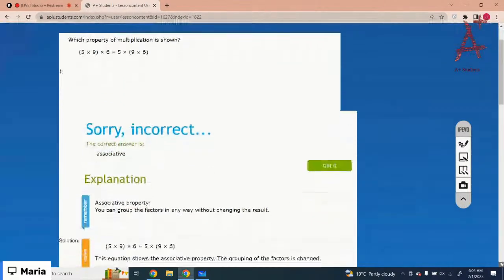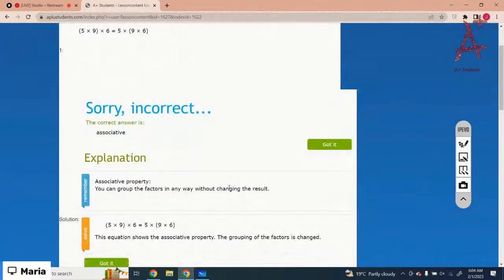Got it? You can group the factors in any way without changing the result. You can multiply numbers in any way, but they have the same answers. Got it? So when you have three numbers involved on both sides of the equation, this is the associative property. Got it?